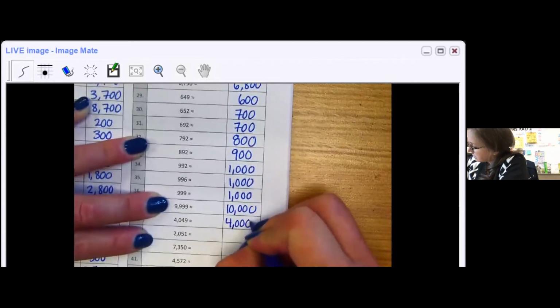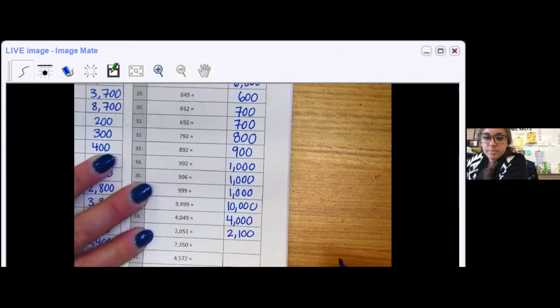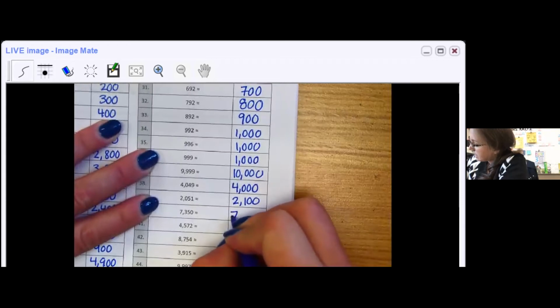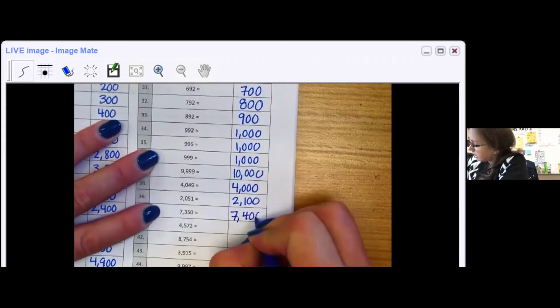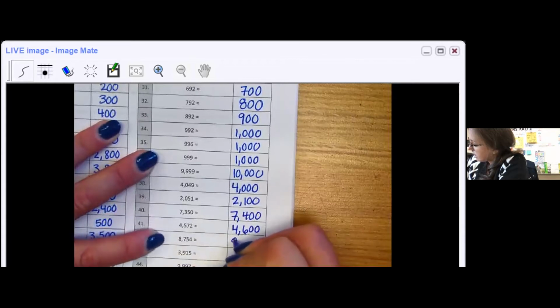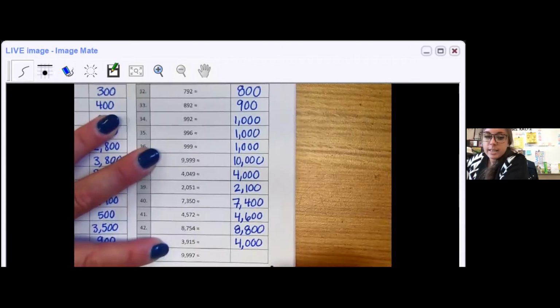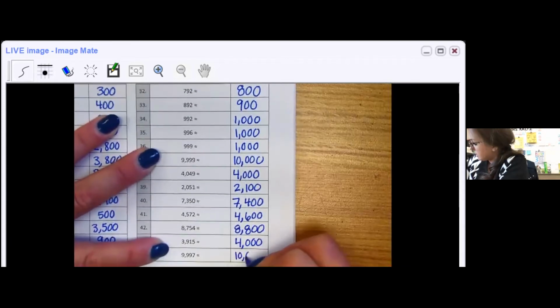4,000, 2,100, 7,400, 4,600, 8,800, 4,000, and finally 10,000. Whew, those numbers got so high.